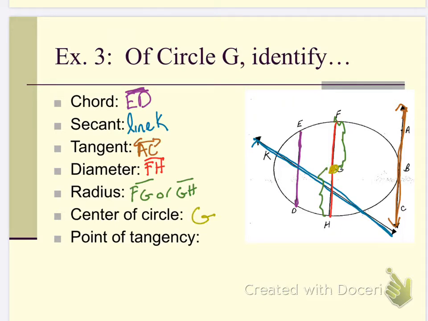And then point of tangency, that's where that tangent line intersects. And we see that tangent line hits the circle at B.